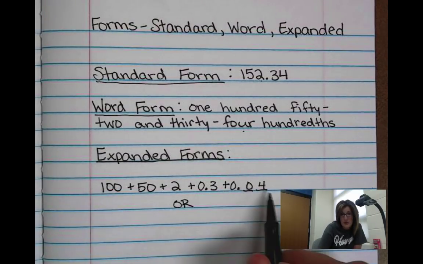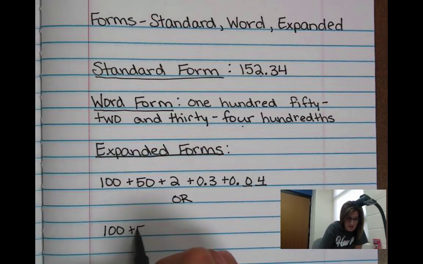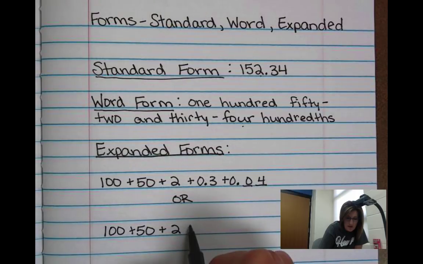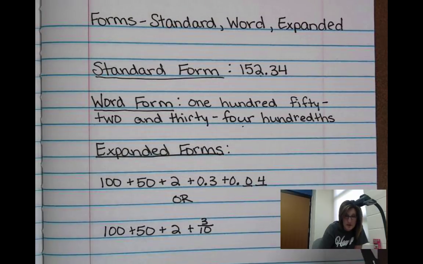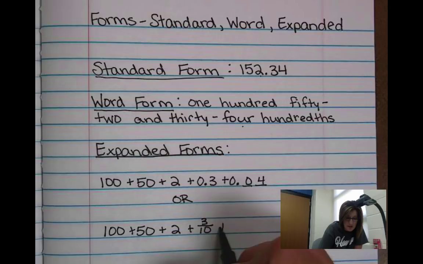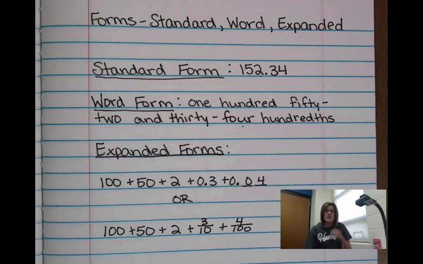Or instead of writing decimal points, you could write a fraction. So my 100 would still stay, so would my 50, so would my 2. And then instead of writing 3/10 as a decimal, you could write 3/10 as a fraction. And instead of writing 4/100 as a decimal, you could write 4/100 as a fraction. So those are a couple ways that you could do your expanded form for your decimal here. Again, if you need to go back and rewatch the video, that's fine. Pause it, rewind, and then go on to your next video when you're done with this. That will go over our lesson.